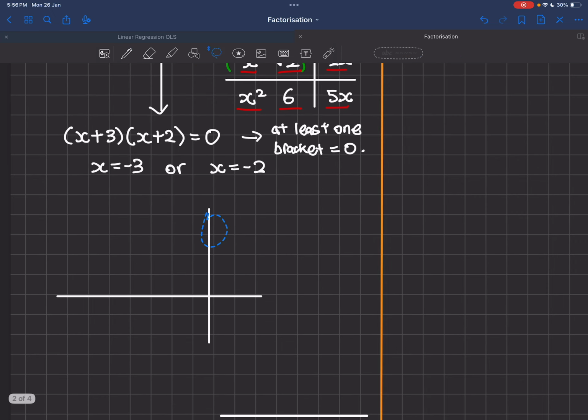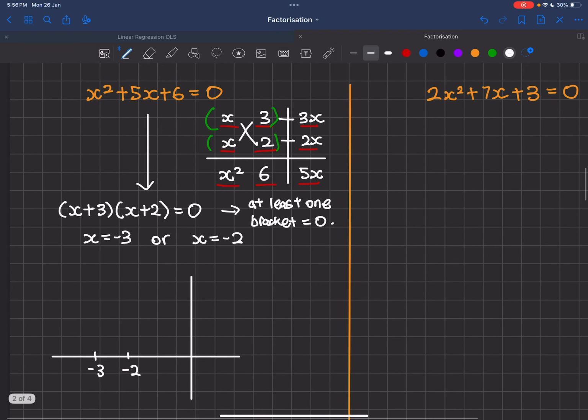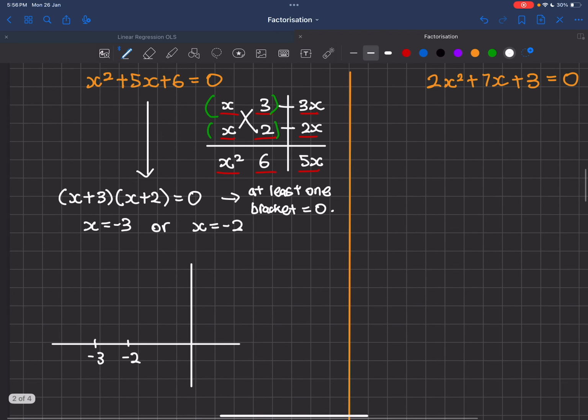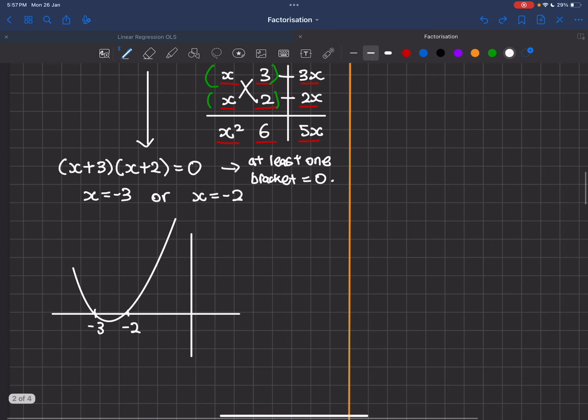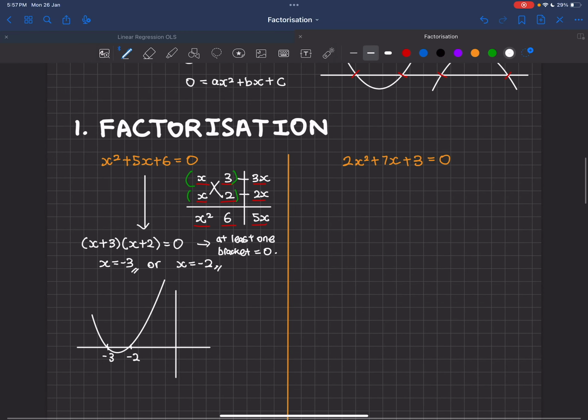X is negative 3 or x is negative 2, correct? Is it a sad face or a happy face? It's a smiley face, right? So it will look something like this. So we are done. These are the two values that you need to solve x.